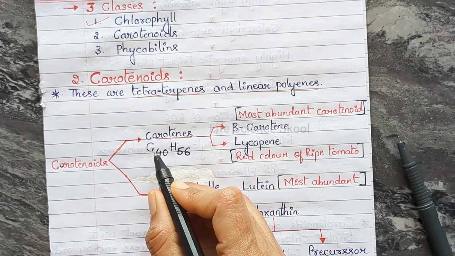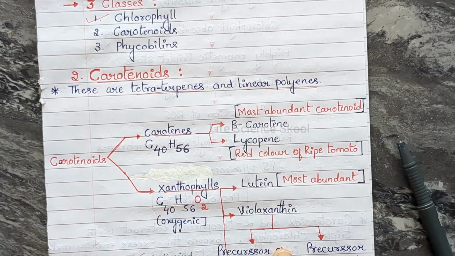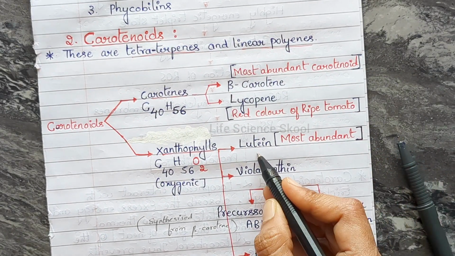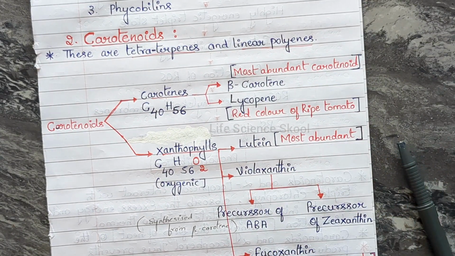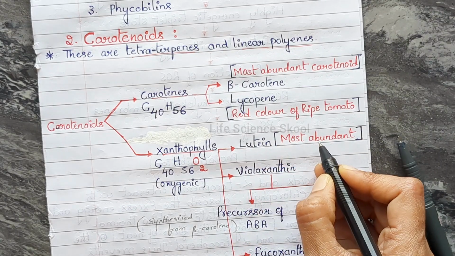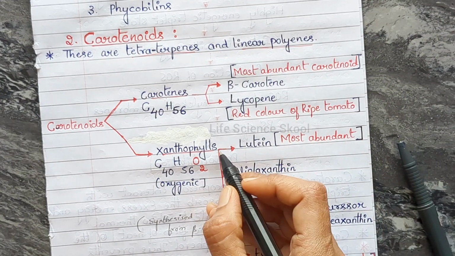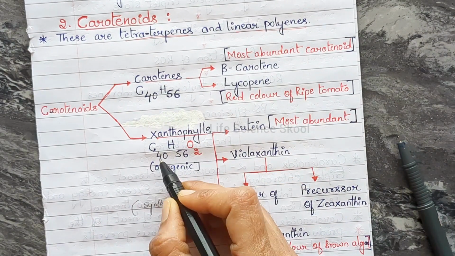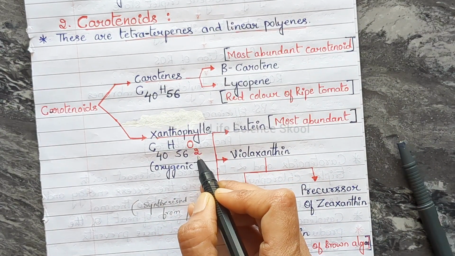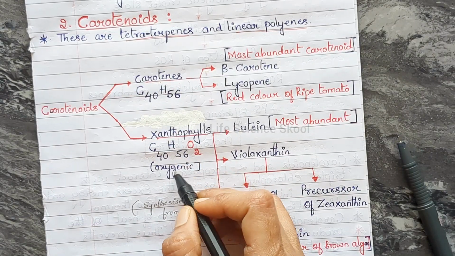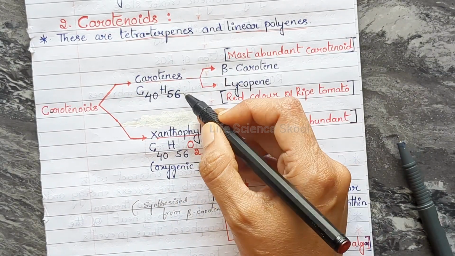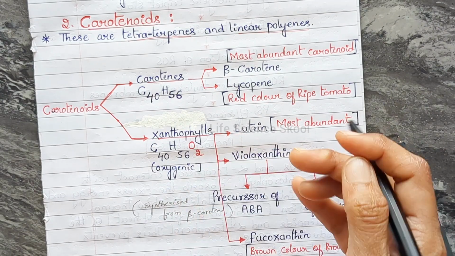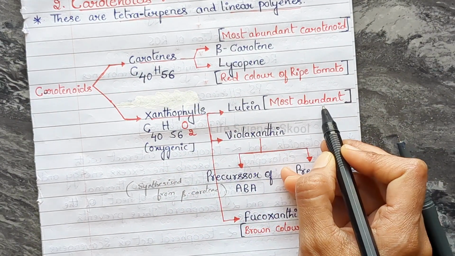And the carotene formula is C40H56. And xanthophylls are again of different types. There are three types, that is lutein, violaxanthin, and fucoxanthin. Lutein is the most abundant carotenoid of the xanthophyll type. And the formula for the xanthophyll is C40H56O2, which is oxygenic. When you compare with this, here there is no oxygen, and here oxygen is present, this way it is oxygenic. And lutein is the most abundant xanthophyll.